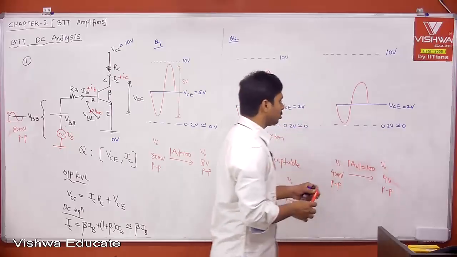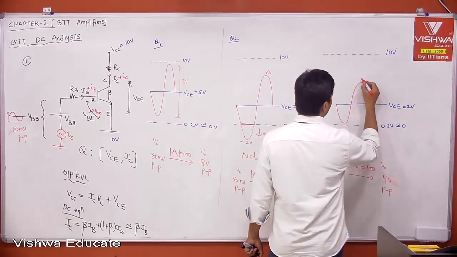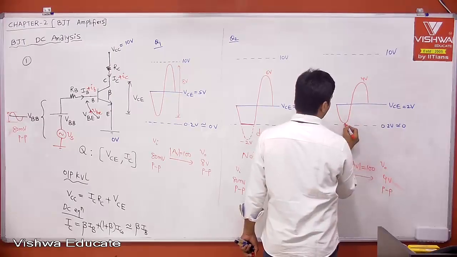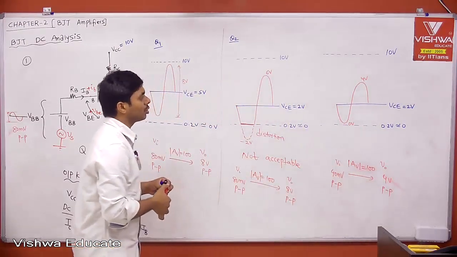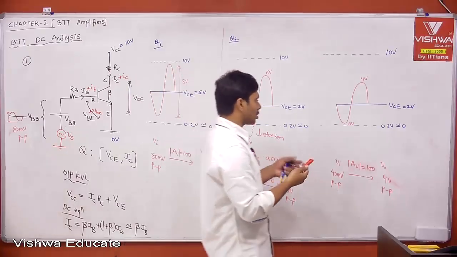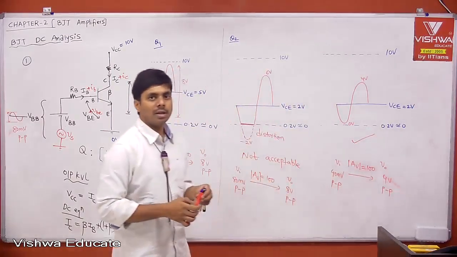But can you get 4 volt peak to peak at the output? Yes, you can, because the operating point is 2, so the output swings up to 4 volt and down to approximately 0 volt. That is what you can get. Now your peak to peak is 4 volt. There is no distortion, therefore this is acceptable.